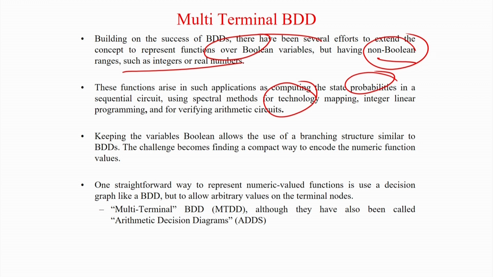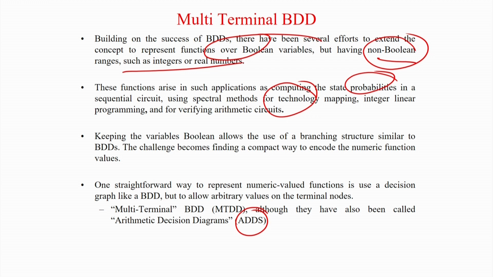So many n number of places you may find out. Because if I represent the numbers in binary, size will be larger. If I can represent in decimal, the size will be smaller. So, therefore, they call it a multi-terminal BDD, or sometimes people also call it arithmetic decision diagrams, because at the terminals you are going to have basically the integers or real numbers.